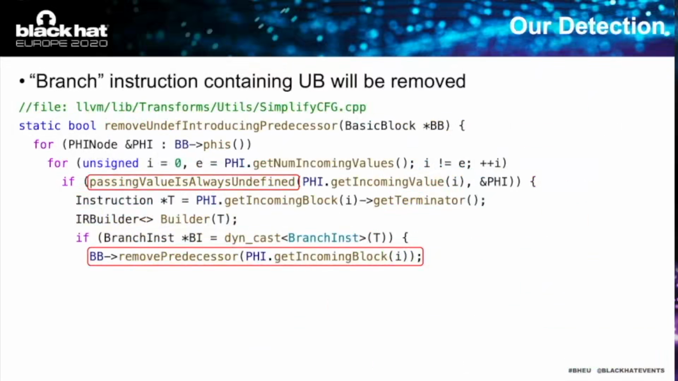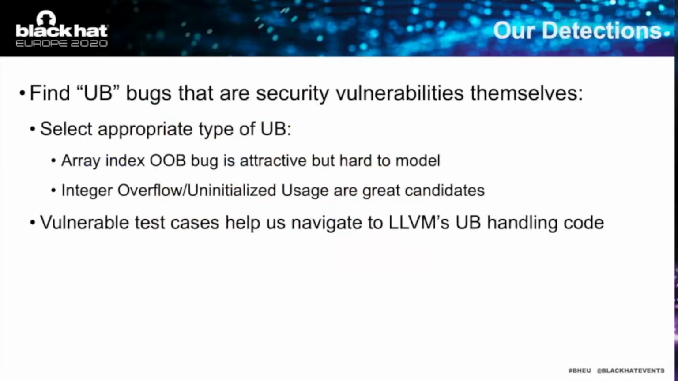A branch instruction is similar to a select instruction. If a branch contains undefined behavior, it will be removed. If a deleted branch is used for a sanity check, it will lead to security bugs. Another approach is to find undefined behavior bugs that are security vulnerabilities themselves. You will first think of array index out-of-bound bugs. They are powerful, but they need precise static analysis and are hard to model.